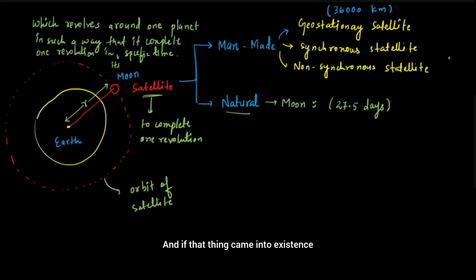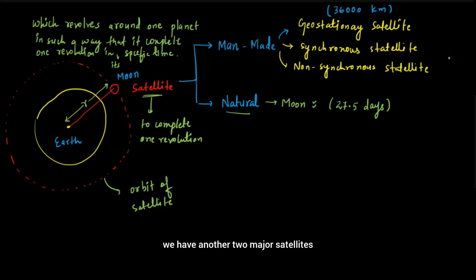And if that thing comes into existence as soon as possible, I guess it will again revolutionize so many things. We will expect network in those areas where there was no possibility of getting it earlier, but we will have it soon. So that is one such thing. Are you getting all this? Yeah.